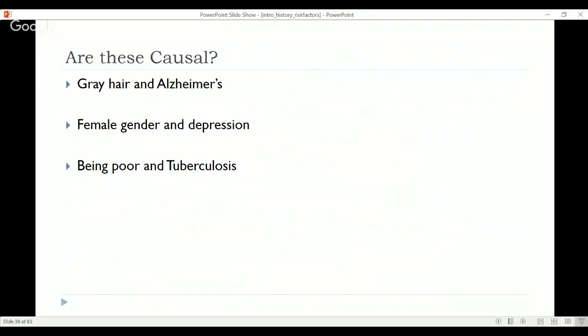So again, a really important thing to keep in mind this semester is that correlation is not causation. And some other examples, good examples, I think, are female gender and depression. Is being female going to cause someone to be depressed? No, but we do know that females go to the doctor more often. So it often will look like females have more depression.